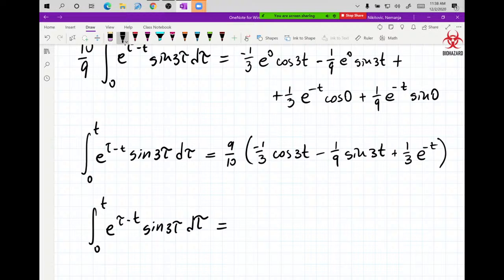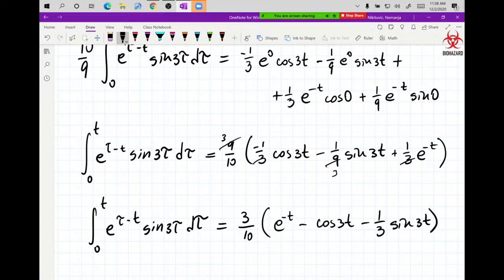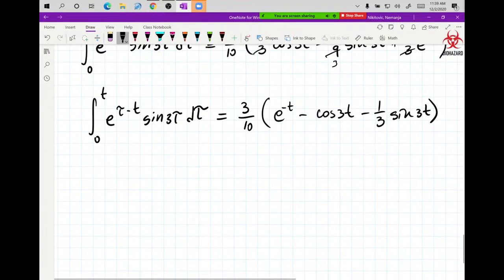The answer is finally, when you cancel 9 with the 3 and 3 and a 3, you get 3 over 10. You can put your e term first because it's positive. And then you have your minus cosine 3t minus 1/3 sine 3t. And that is the inverse Laplace.